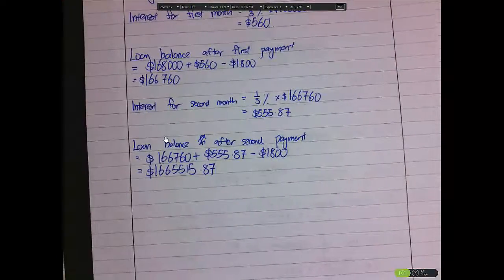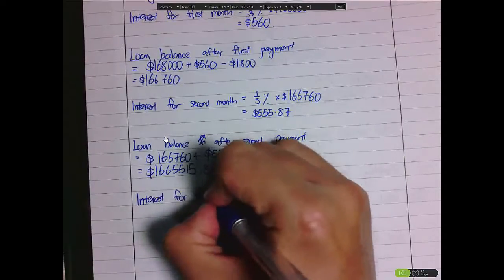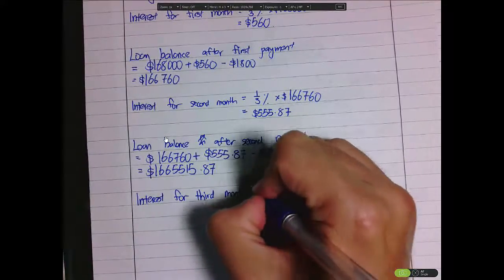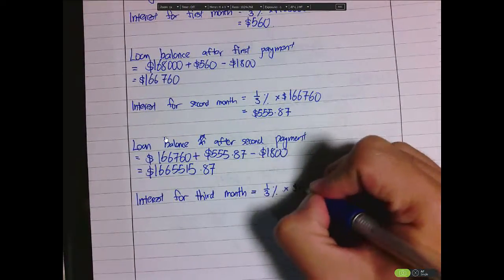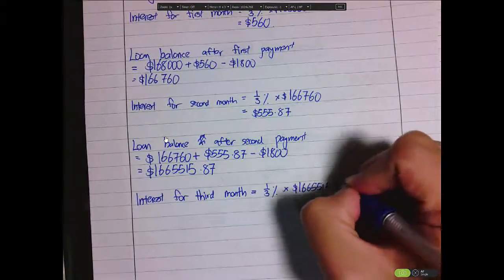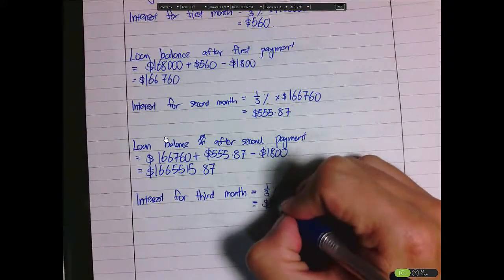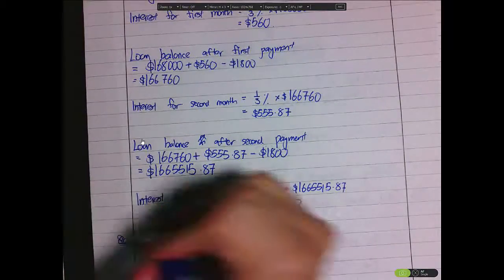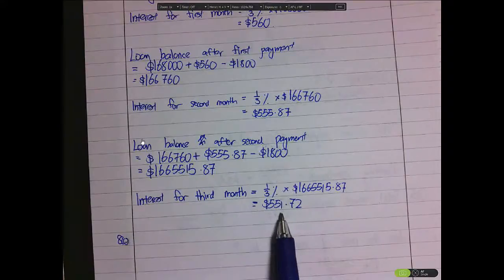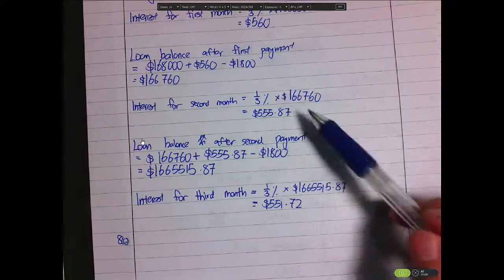Then the next part is this, interest for the third month, which is simply equal to 1/3% of this amount there, the new principal sum. The interest is 551.72. The last part they'll ask you is this: please don't calculate the loan balance after this, because all they want is the interest for the 3 months. So you have to calculate the interest for the first month, second month, third month.